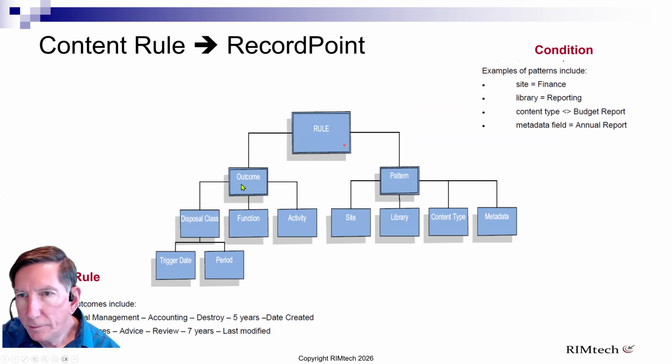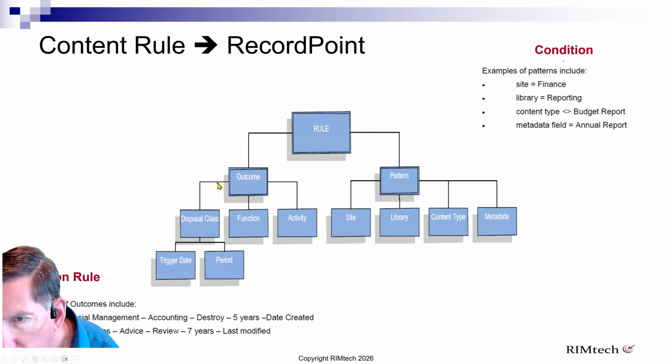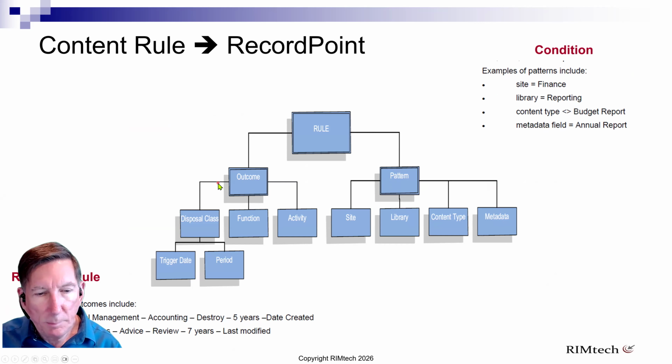They go from right to left. Doesn't matter, but they have a condition which they call a pattern, and the retention rule they call an outcome. So the pattern could be library equals reporting and metadata field equals whatever. And then that drives an outcome, which is destroy 5 years after the creation date or what have you. So very different implementation technologies, but exactly the same principle. Nobody gets away without doing content rules.